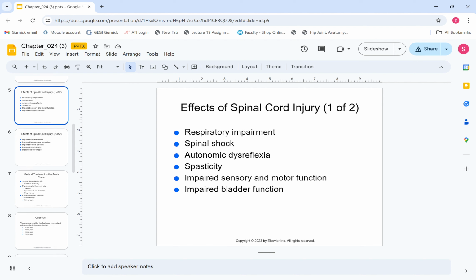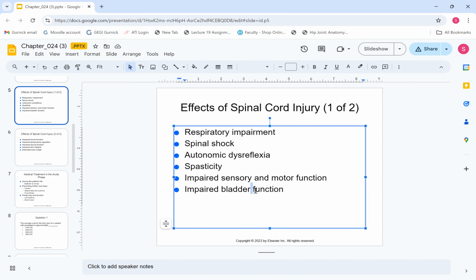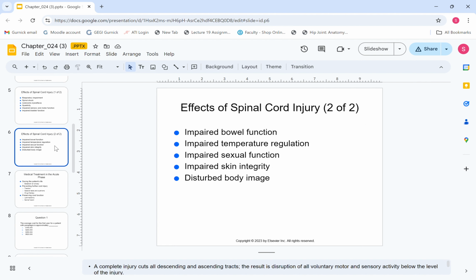But most patients will have some impaired bowel and bladder function, because they will lose muscle control and sensory control below the injury. They will lose muscle control below the injury and sensation below the injury. So the effects of spinal cord injury, as we said: impaired bowel and bladder function.